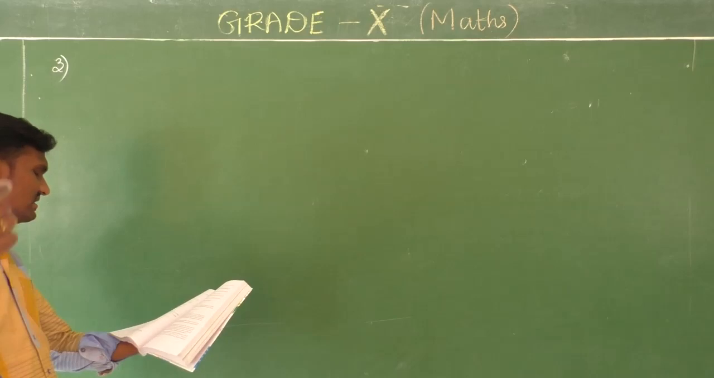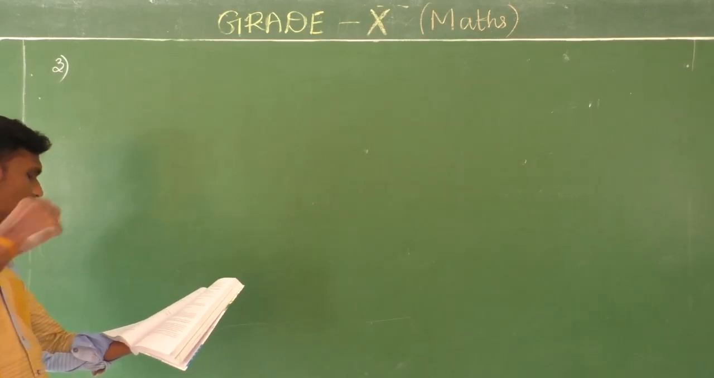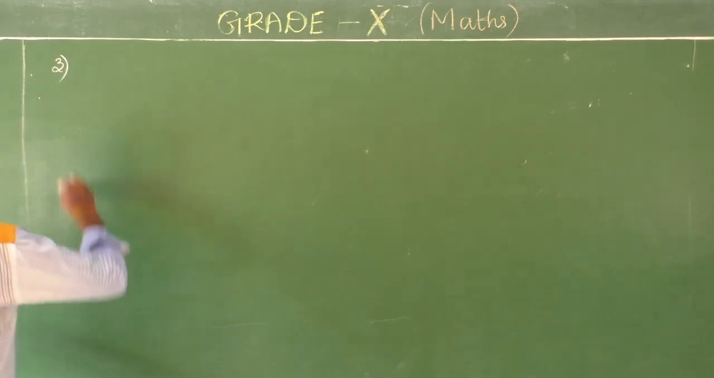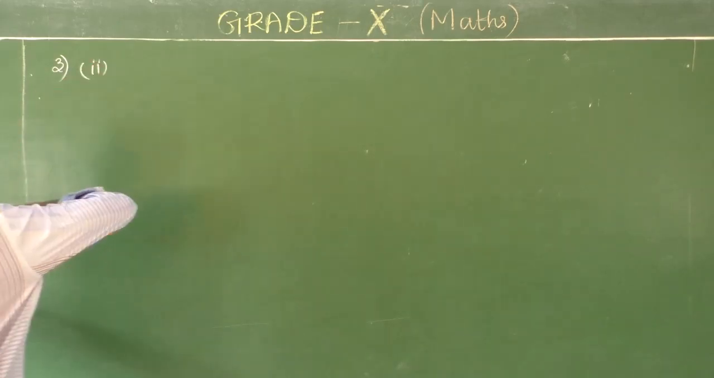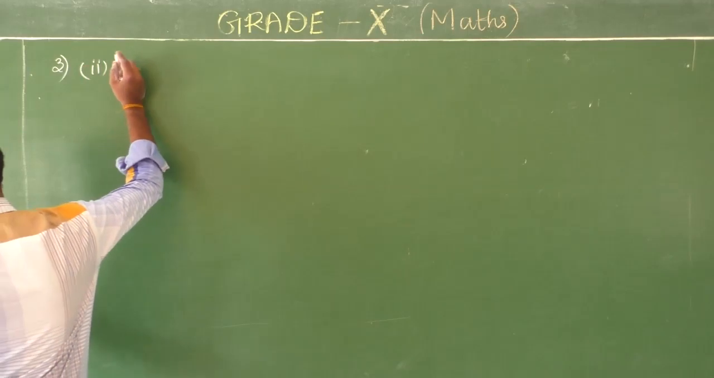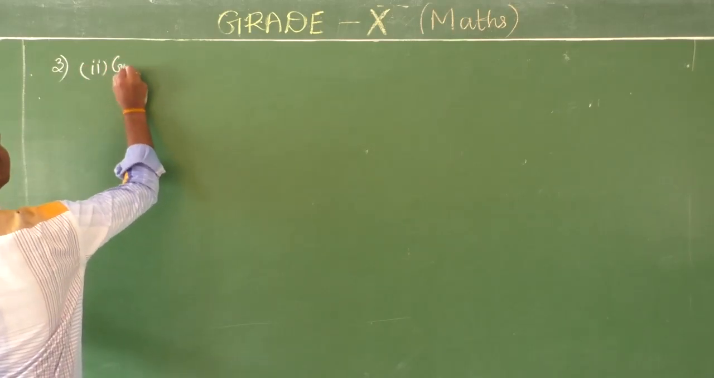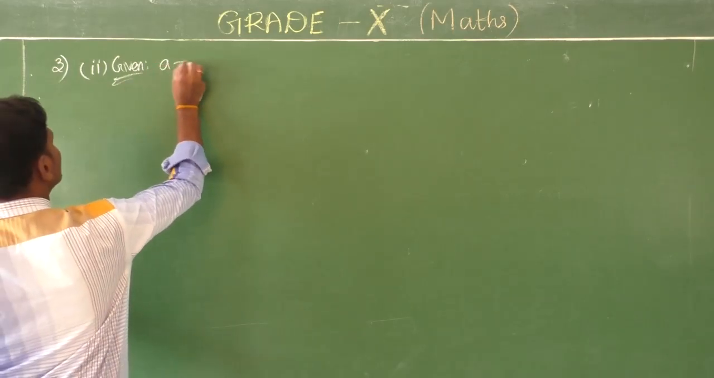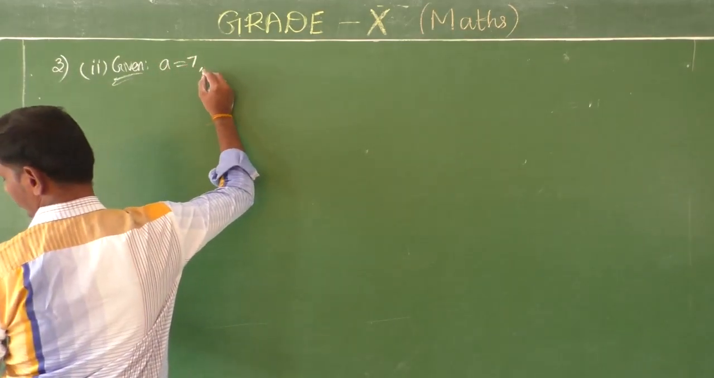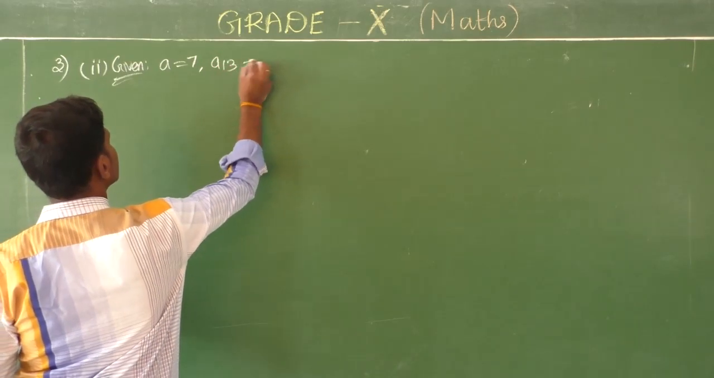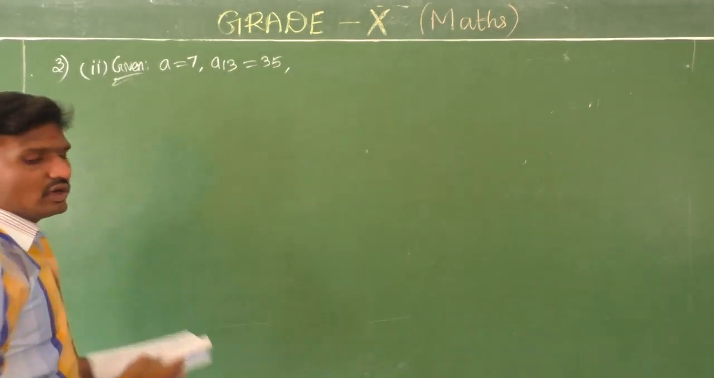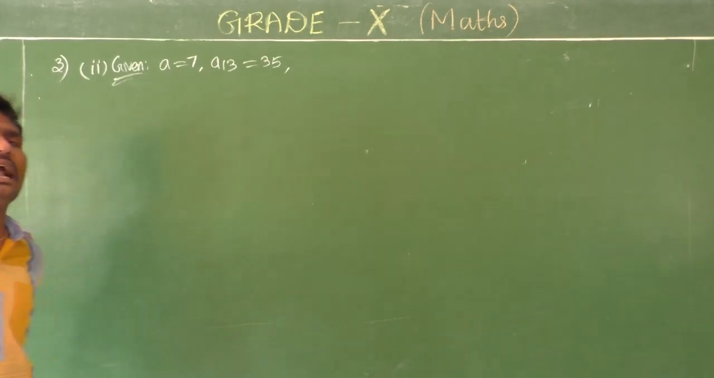In the second question you need to find d and S13. In the third question you need to find a and the 12th term. I give you the second and third questions to try yourself. For the second question, what is given? a equal to 7 and a13 equal to 35. We know only 2 things and we are going to find the other 2 things.